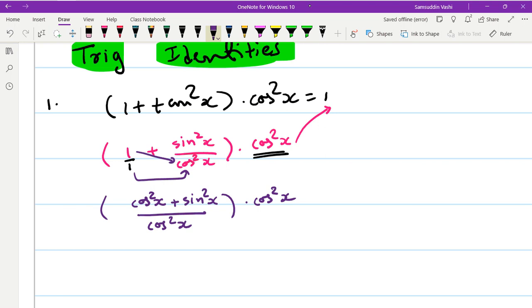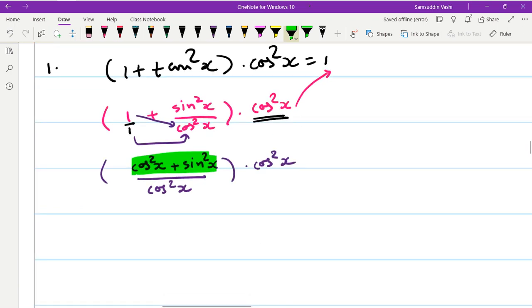Okay, I wrote the LCD. Now I look at the numerator, look at the denominator. Where can I work? Where is simplification possible? Right. So look at this numerator. Sin squared x plus cos squared x equals 1. So it's 1 divided by cos squared x times cos squared x. Tell me now what you can do. Cancel. And there is your answer. Done.